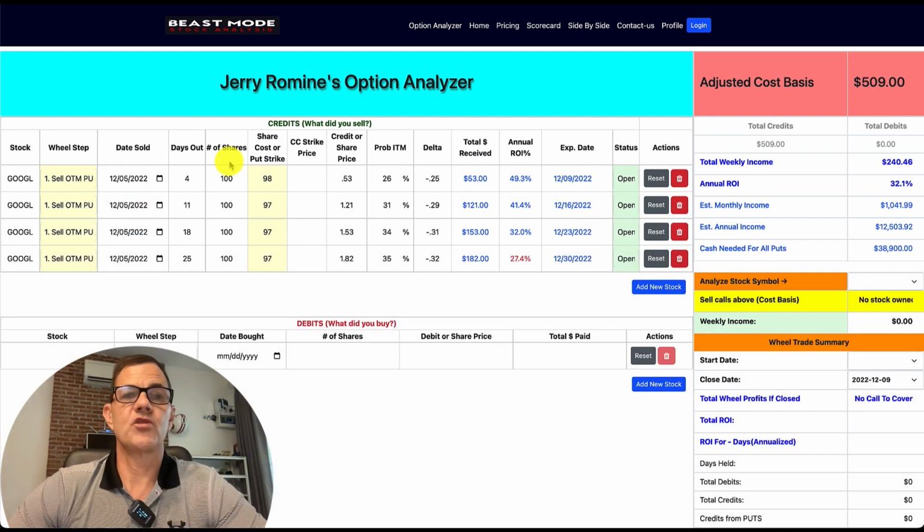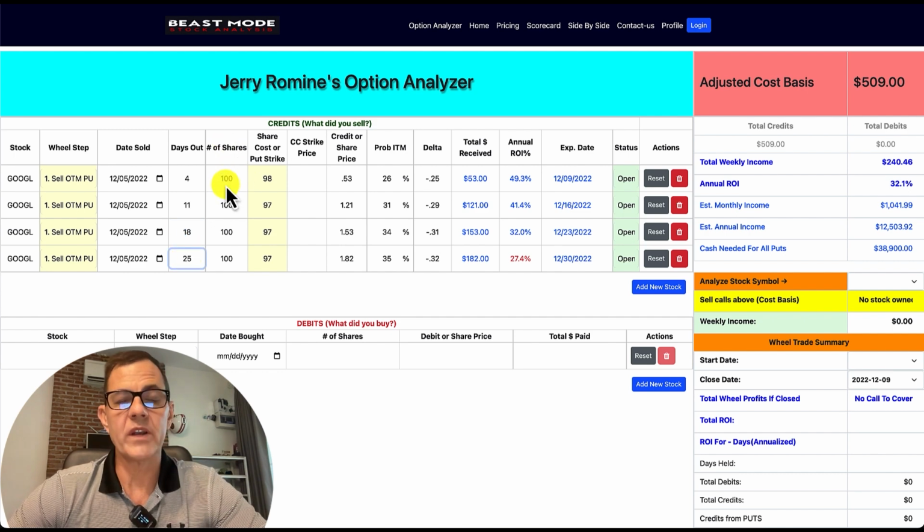So which put option should you sell? And this is going to be news to most of you. So I've gone ahead and put in 4 different Google options. Our date sold is all going to be the same. It's going to be Monday the 5th. And then our days out. This is our next option, which is 4 days out. The one after that, 11, 18, and then 25.